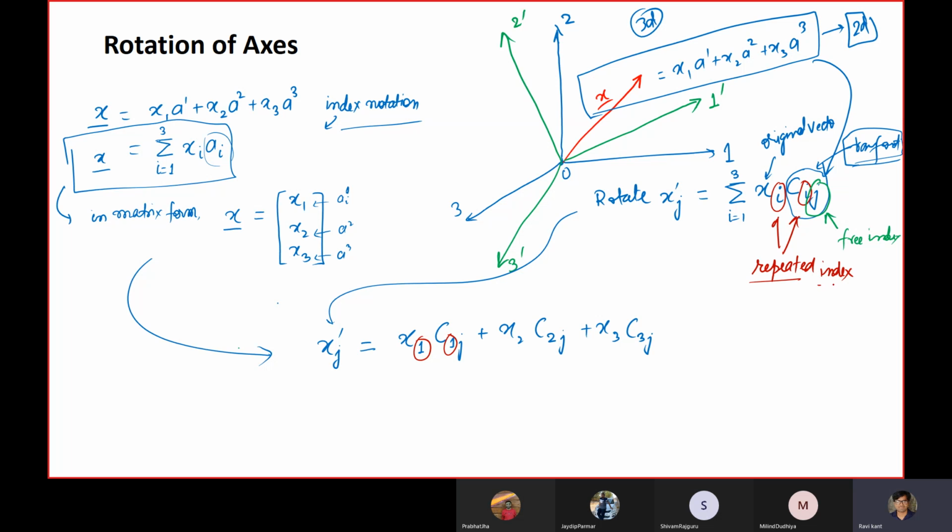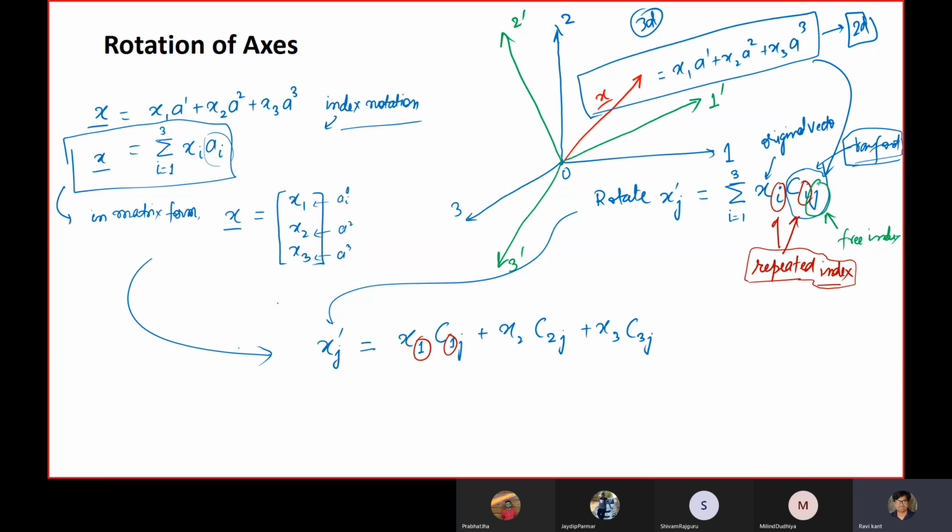What does this mean? Repeated index means it is being repeated. In the same course of notating the tensor, it has been repeated twice. So it is called a repeated index. So i is a repeated index here, and we'll see the significance of repeated index in a while.